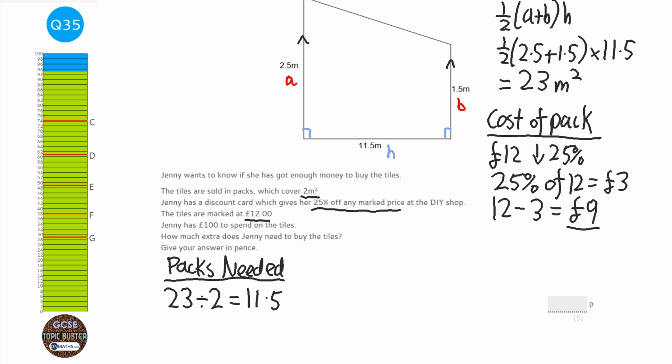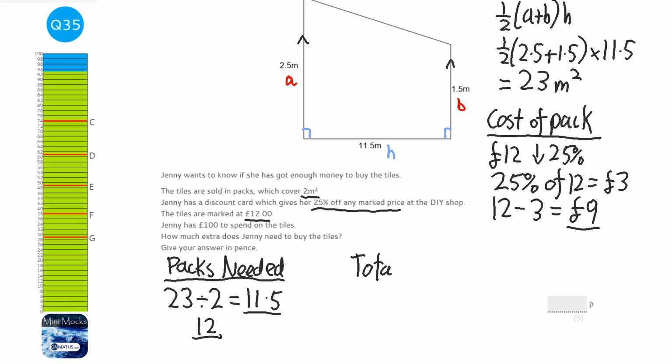Well, unfortunately, shops don't like you taking half a pack. Trust me, I've tried. They really don't like it. So you must always round this up. Otherwise, you won't have enough. If you round it down, say if it came out as 11.4, if you rounded that down, you won't have enough. So there'll be a patch of untiled floor in your kitchen. That's not good. So the answer is going to be 12. So I need 12 packs.